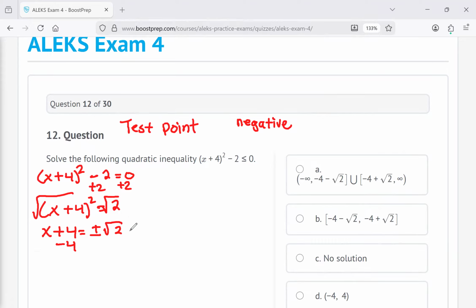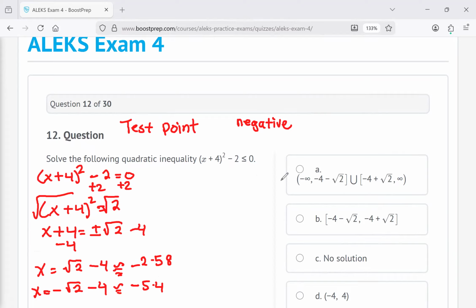And then I'm going to subtract 4, subtract 4. You get two answers. One is positive √2 − 4, and the other one is negative √2 − 4, right? These are our actual values. If you put this in the calculator, √2 − 4 is negative 2.5. And then −√2 − 4 is about negative 5.4.